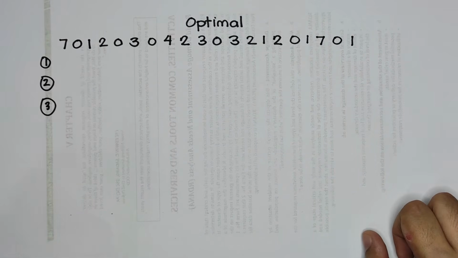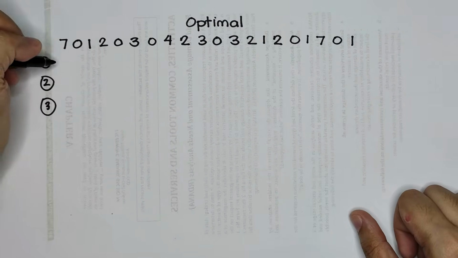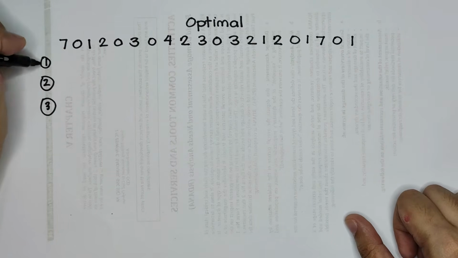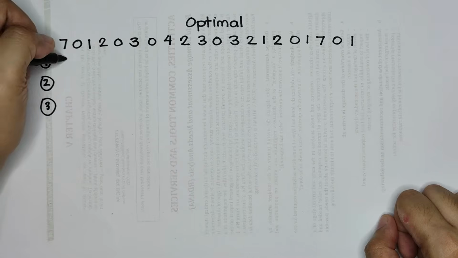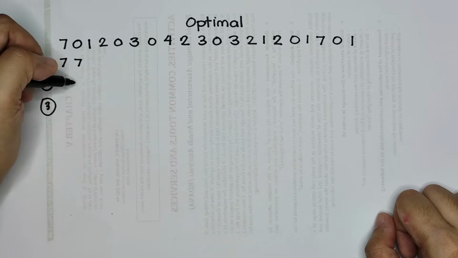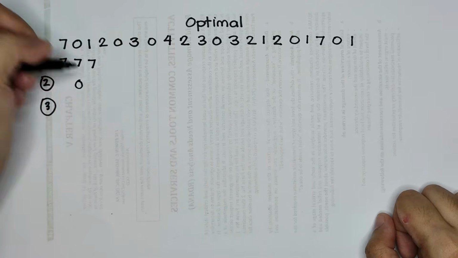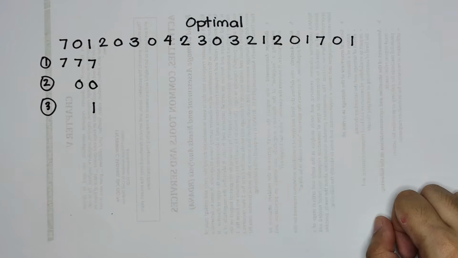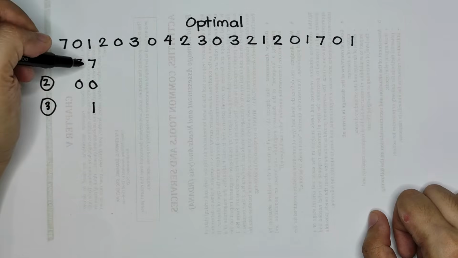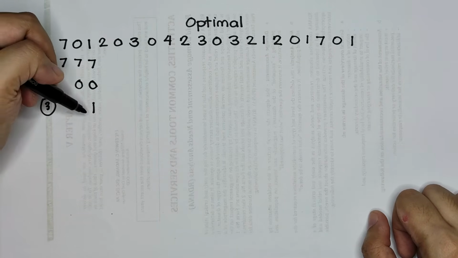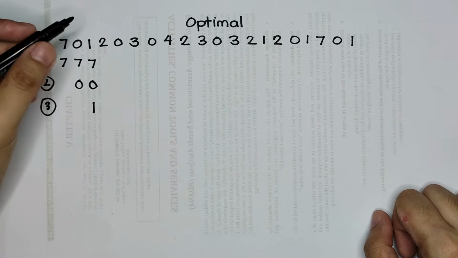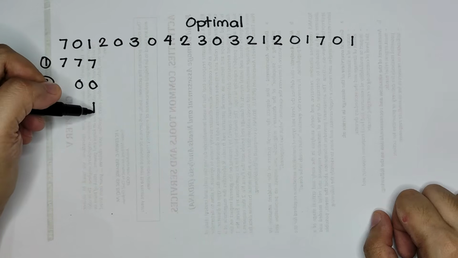So again, the long method. We have 7. Let's again use 3 page frames. So we have 7, and then next is 0. So copy 7 and then 0, and then we have 1. So 7, 0, 1. All of the page frames already have their own values. Okay, next we have 2. Since 2 is not in any of the page frames, the current content of the frame is 7, 0, 1.